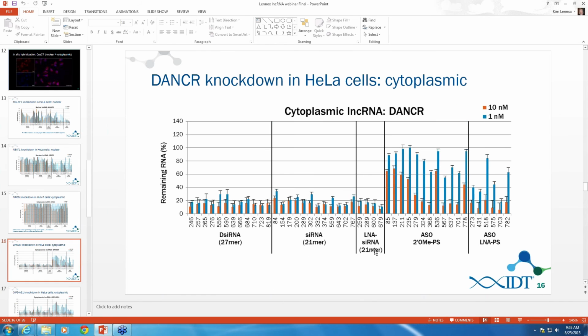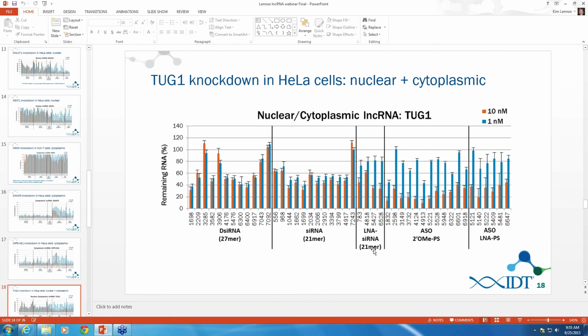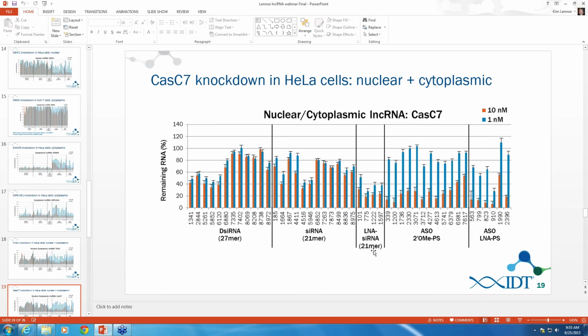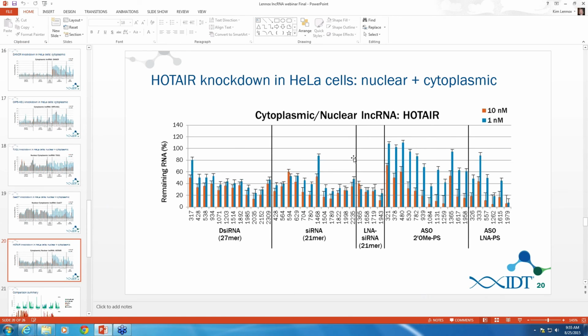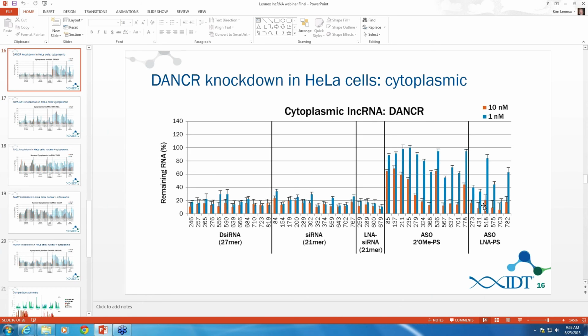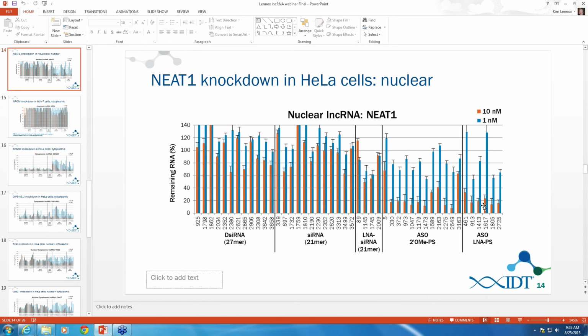Meaning, I'm not entirely sure that the LNAs worked better in one context versus the other. I would say overall no. There didn't seem to be a striking example where the LNA worked a lot better in the cytoplasm versus the nucleus. They all performed about the same.